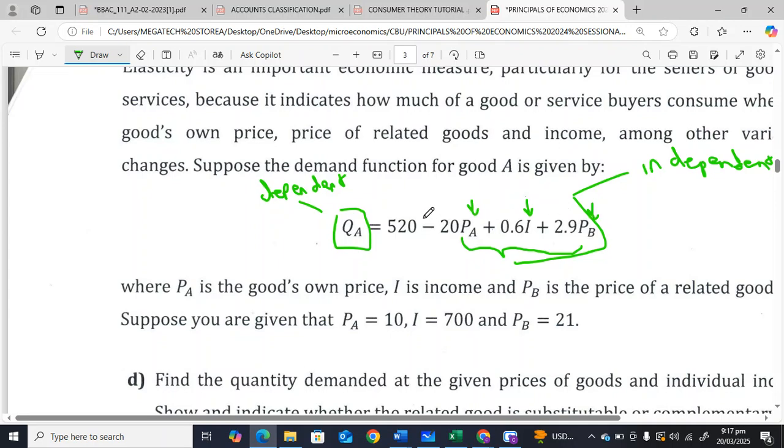So if we focus on PA and QA, the sign here is a negative sign. Okay, this minus sign here. So what it is telling us is there is a negative relationship between PA and QA. Are we okay with that, colleagues? Because of this minus sign, there's a negative relationship between PA and QA. So if PA goes up, what will happen to QA? If there's a negative relationship, if PA goes up, what will happen to QA?